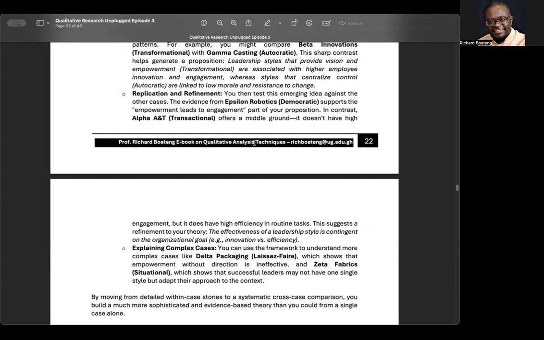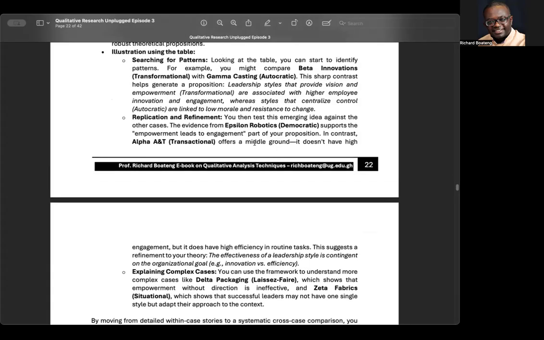Okay, so you form a tentative idea based on comparing two cases. Yes. Then you use the other cases to test and refine that idea. Remember the replication logic. You'd look at Epsilon Robotics, maybe coded as democratic. Does it support the empowerment leads to engagement part of your proposition? Perhaps.